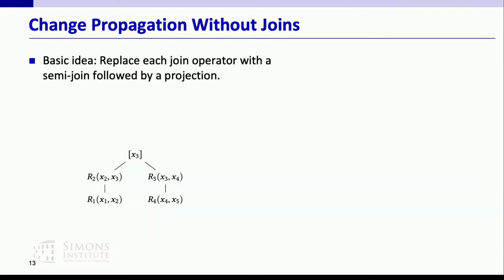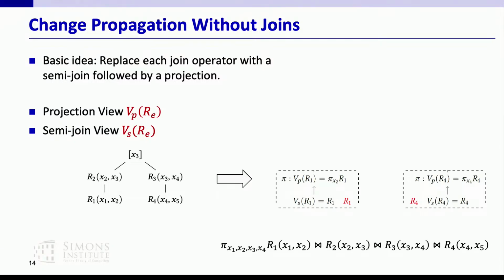The basic idea of this line of work is to replace the join operator with the semi-join, followed by a projection operator. So we will introduce two views here. One is for projection and the other for semi-join. For this example, we first have the semi-join view as the original relation. Then we need to pass some information from the bottom to the top. Which information do we need to pass? It is exactly the projection of R1 on X2. X2 is the join attribute between R1 and R2. We also do this for R4. We first materialize R4 as the semi-join, and then when we go bottom up, we just pass the projection to the parent.